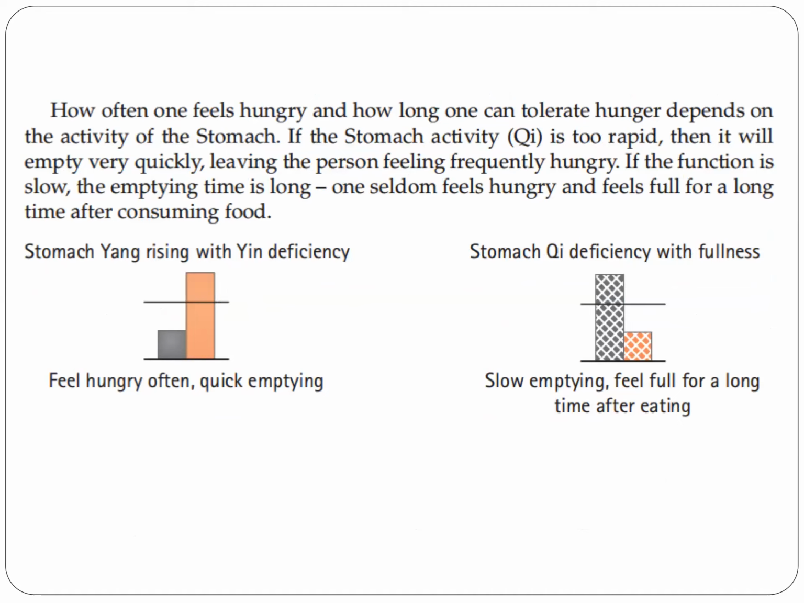So how often one feels hungry and how long one can tolerate hunger depends on the activity of the stomach. If the stomach activity, the chi, is too rapid, then it will empty very quickly. So kung malakas po yung activity ng stomach, mabilis din mawala yung laman, leaving the person feeling frequently hungry. If the function is slow, the emptying time is long. So kung mahina naman yung function, matagal din ma-empty. One seldom feels hungry and feels full for a long time after consuming food.